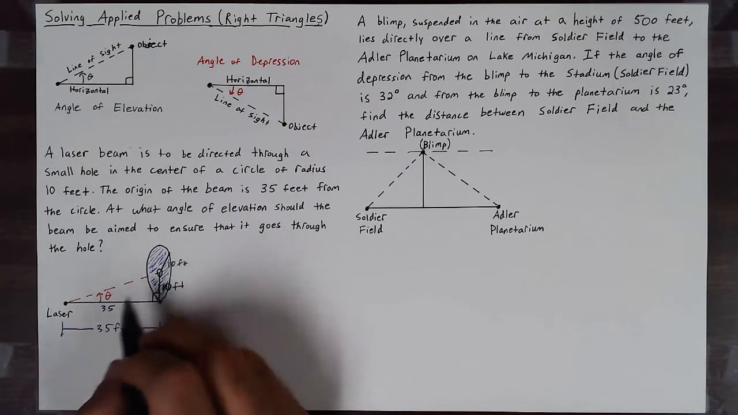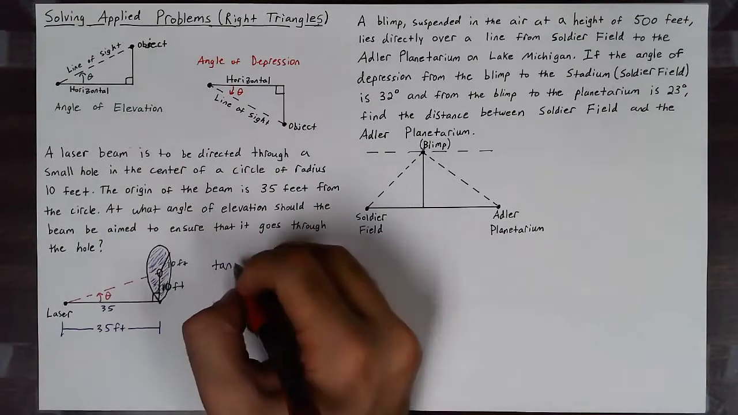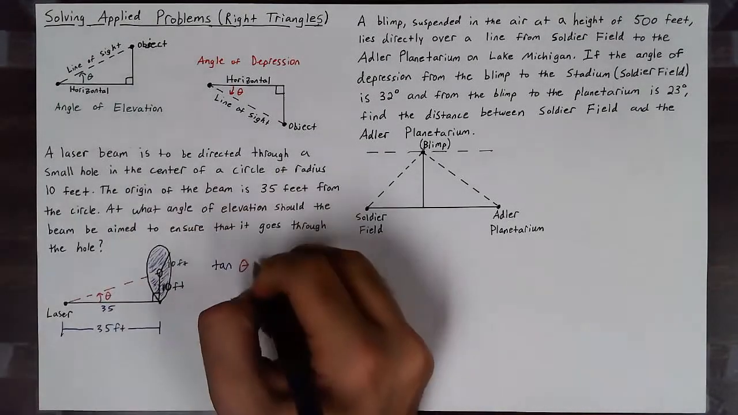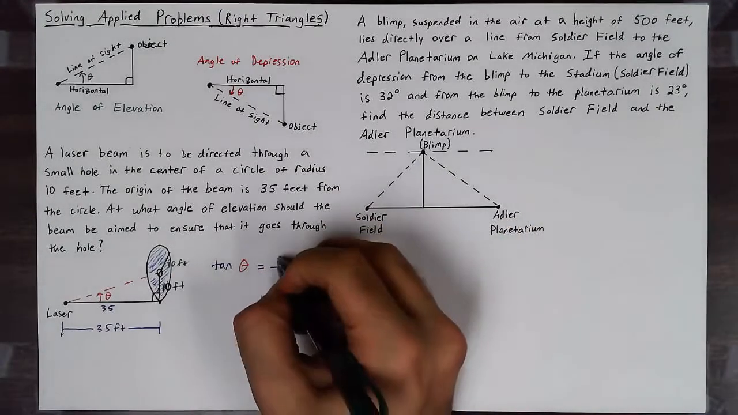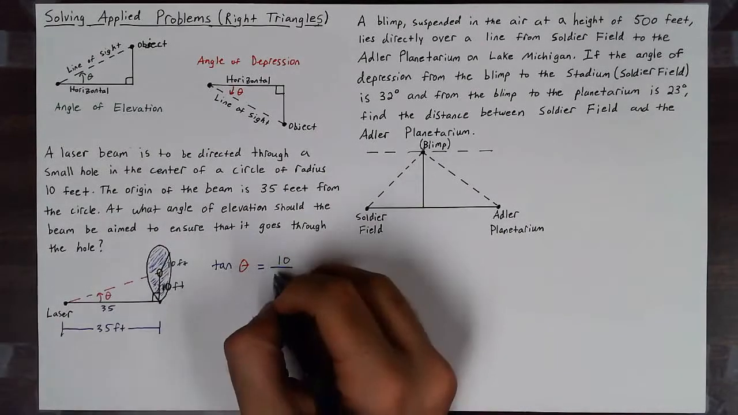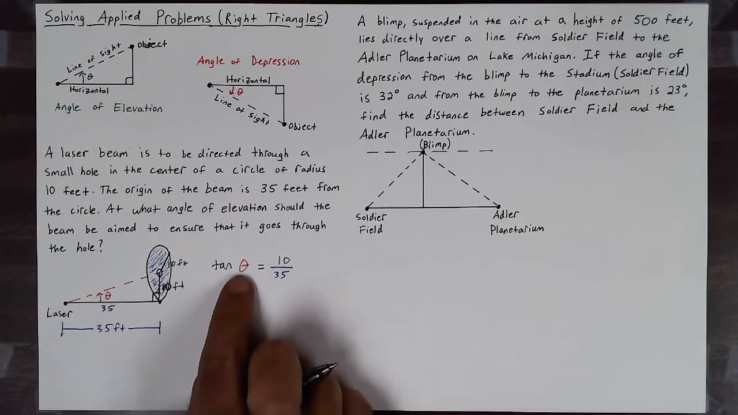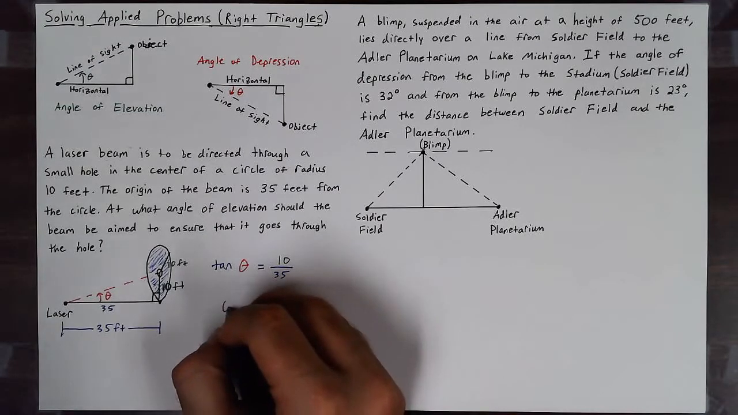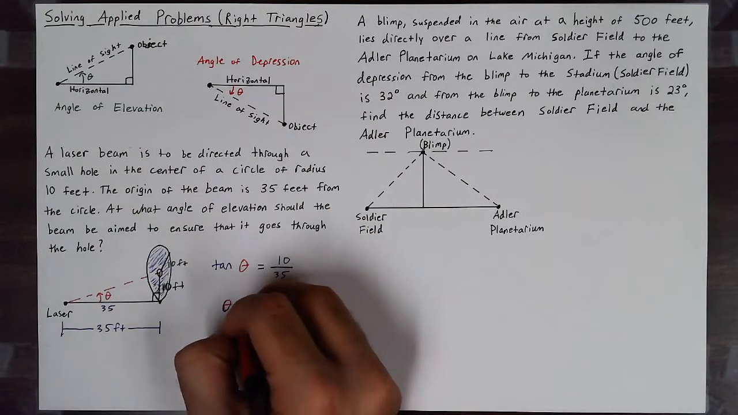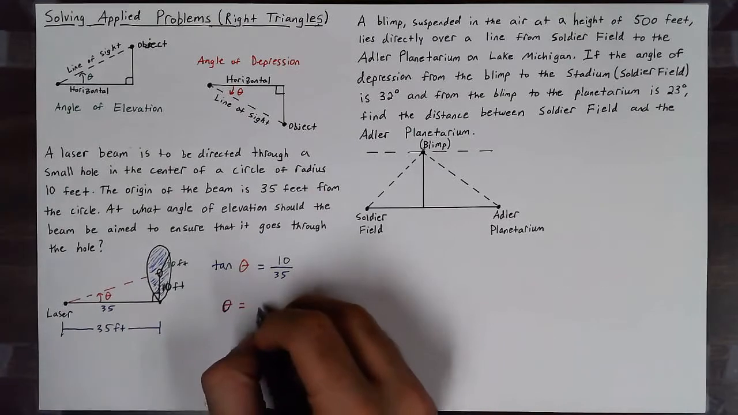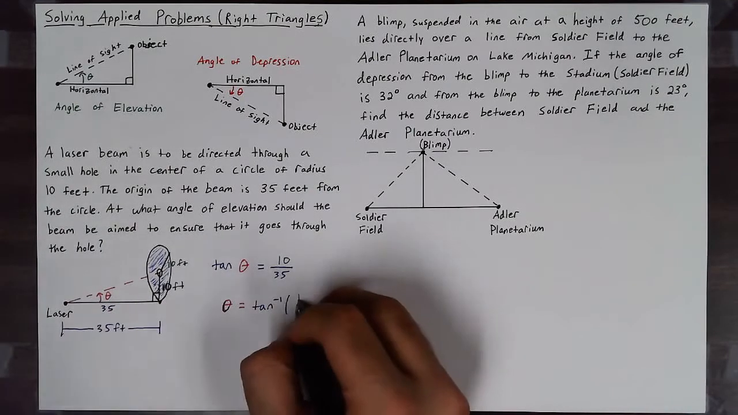So opposite over adjacent makes me think of tangents. So I'm going to solve for this angle using tangent of theta is equal to the opposite side, which is 10, over the adjacent side, which is 35. Now we're going to solve this equation to get that angle by using an inverse trig function. And we'll get that theta is equal to tangent inverse of 10 over 35.